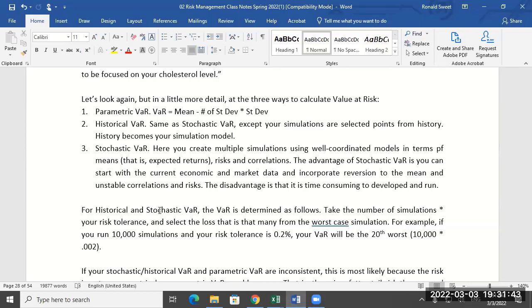So historical and stochastic are essentially simulation. It's just that with stochastic, you're creating simulations using some kind of model. And with historical, your simulation is just whatever historical period you pick. So most of your banks are using a historical VaR. That's why their VaR jumps so much whenever the market jumps a bunch, because they're just using rolling history, which I've never thought was the best way.